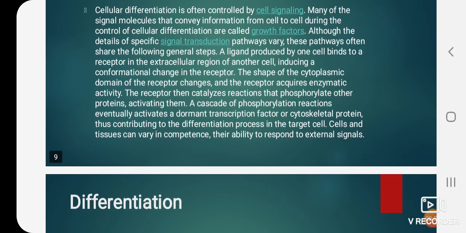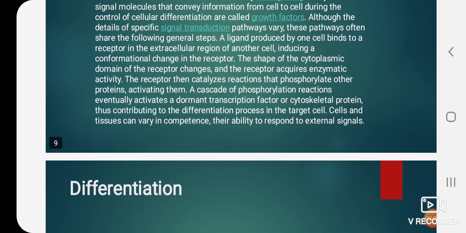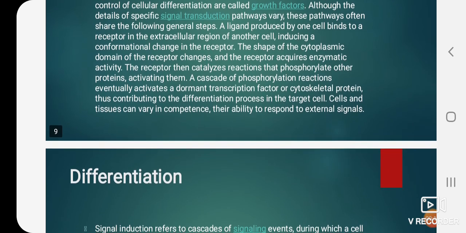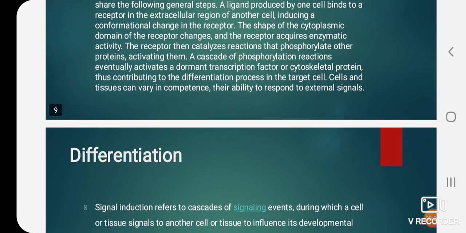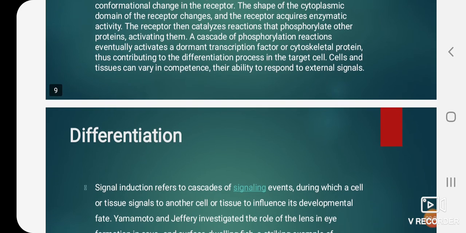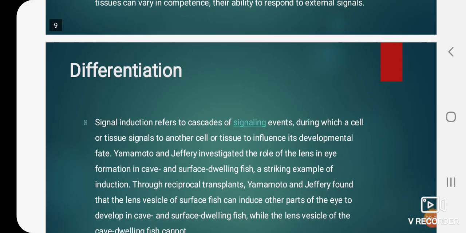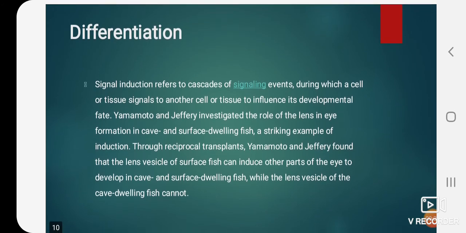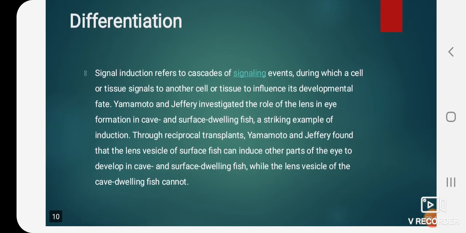The receptor then catalyzes reactions that phosphorylate other proteins, activating them. A cascade of phosphorylation reactions eventually activates a dormant transcription factor or cytoskeletal protein, thus contributing to the differentiation process in the target cell. Cells and tissues can vary in competence, their ability to respond to external signals. So, students, signal induction refers to cascades of signaling events during which a cell or tissue signals to another cell or tissue to influence its developmental fate.